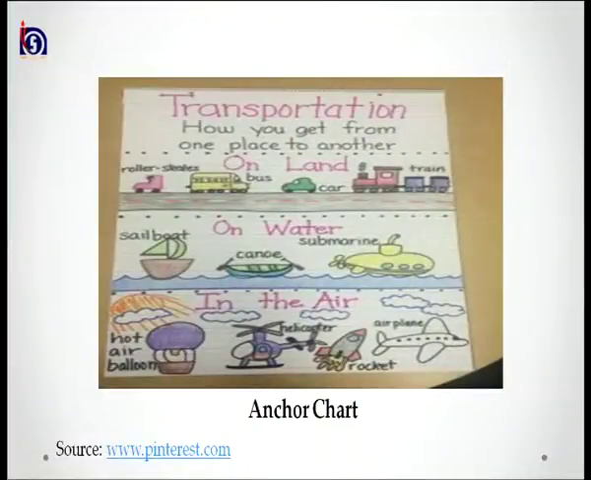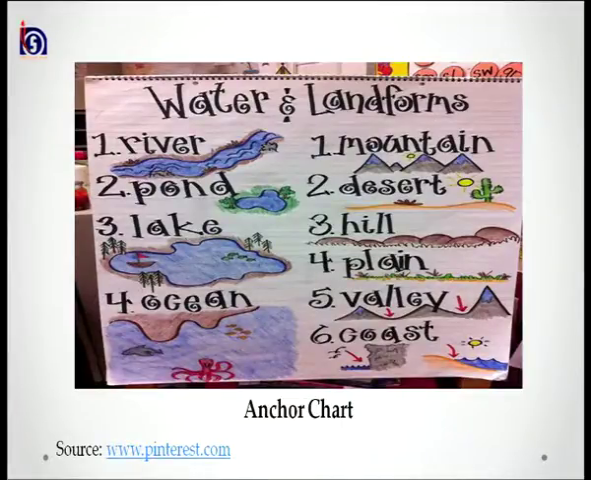First, we are having on screen the anchor chart. In this anchor chart, we are showing the modes of transportation which are there on land, in water and in the air. This is the simplest chart which your students can also prepare and you can also prepare. Now coming to another form of anchor chart in which we have shown the water and land forms. In water forms there are rivers, ponds, lakes, ocean, and in land forms we are having mountain, desert, hill, plain, valley, coastal areas, etc.